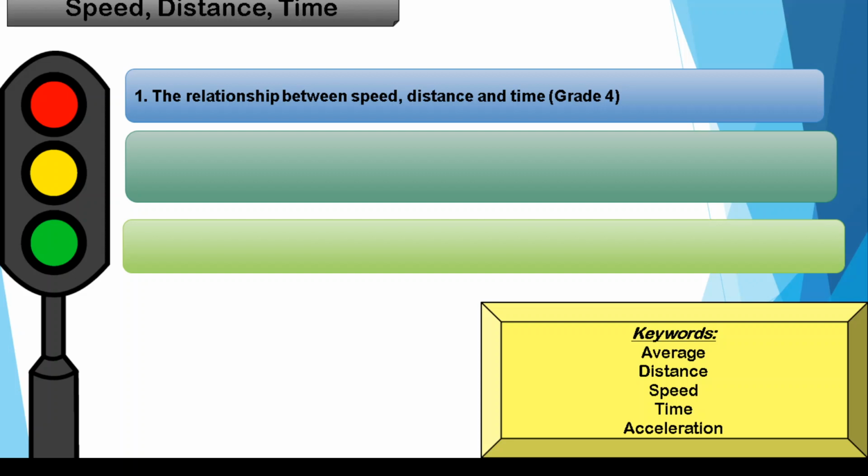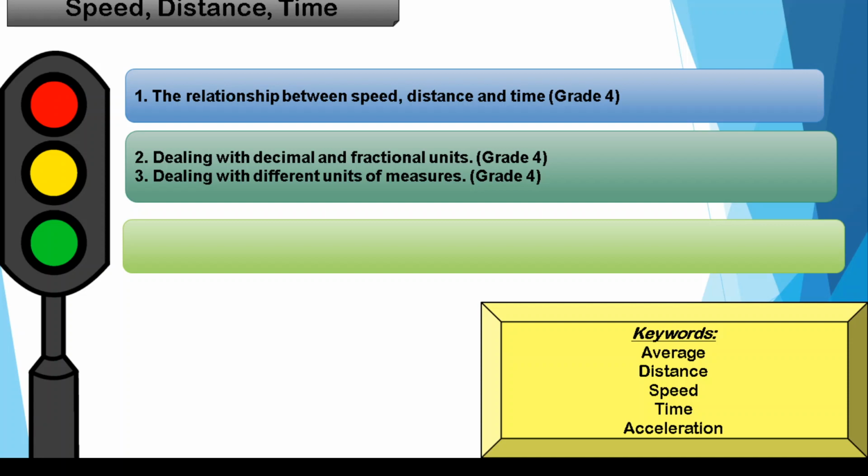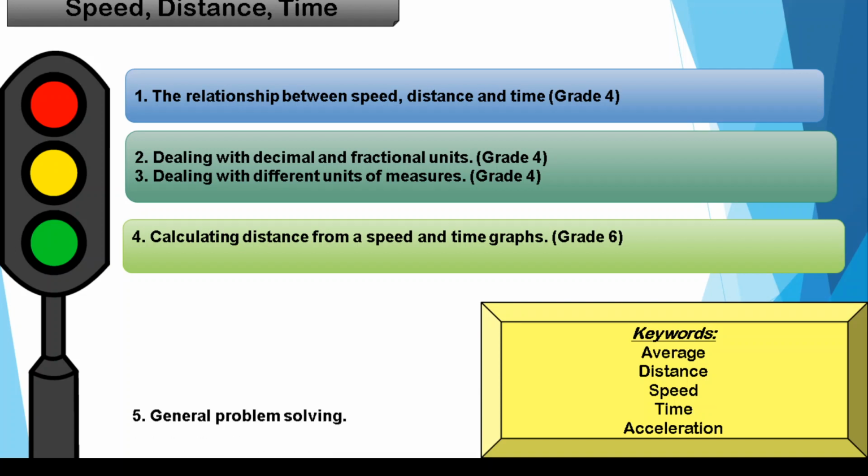So we're going to look at the misconceptions. The first misconception is the relationship between speed, distance, and time. We're then going to look at how you deal with decimals and fractional units, dealing with different units of measure. All those are grade 4 kind of questions. Then from there, we're going to be looking at calculating distance from a speed-time graph, which is grade 6, and general problem solving. The keywords for this lesson are average, distance, speed, time, and acceleration.